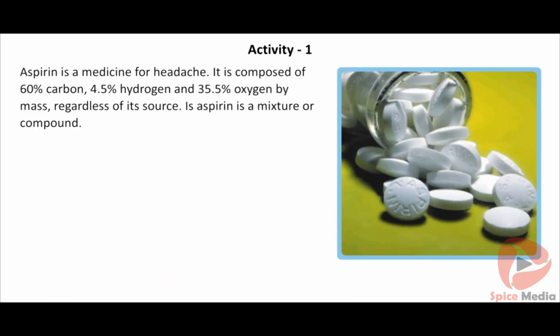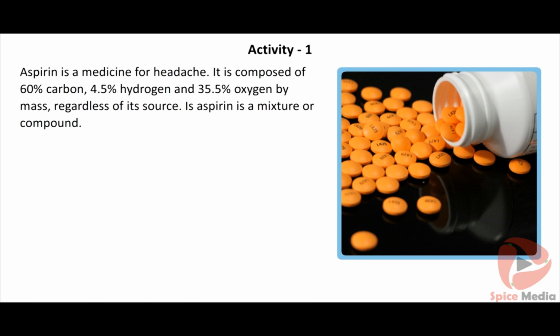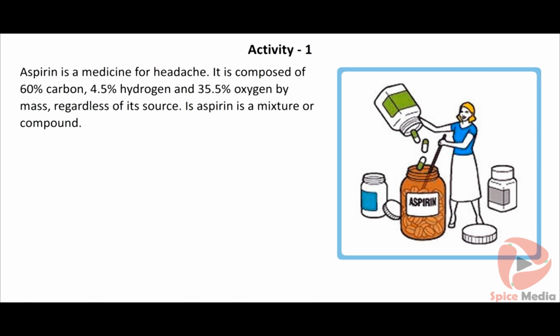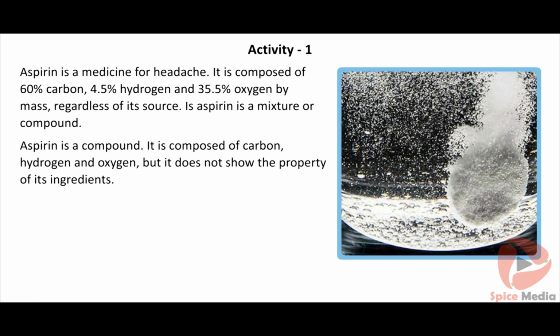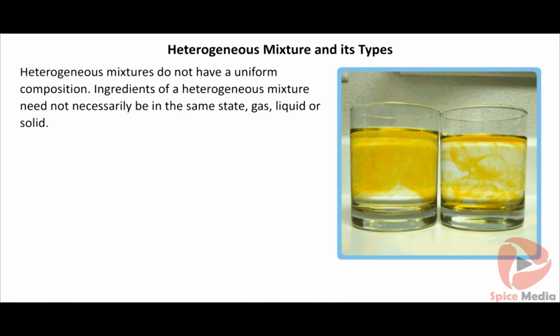Activity 1. Aspirin is a medicine for headache. It is composed of 60% carbon, 4.5% hydrogen and 35.5% oxygen by mass, regardless of its source. Is aspirin a mixture or a compound? Aspirin is a compound. It is composed of carbon, hydrogen and oxygen, but it does not show the property of its ingredients. Heterogeneous mixtures do not have a uniform composition.